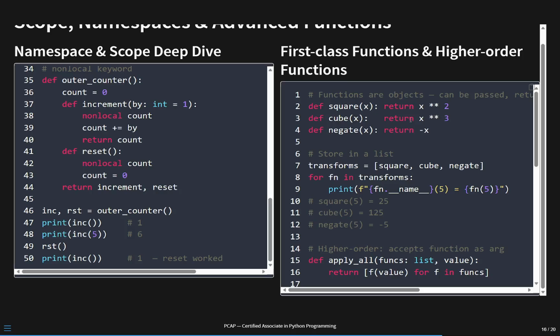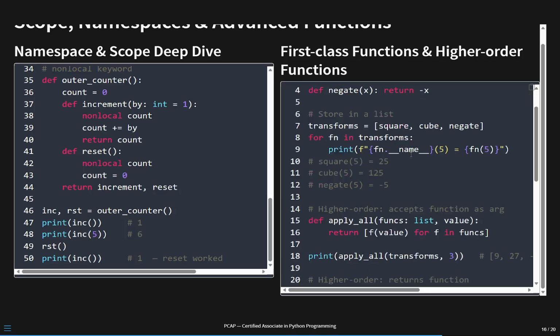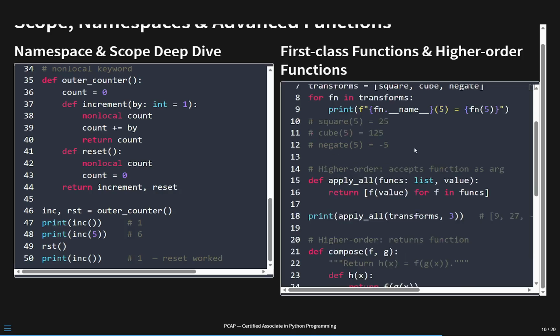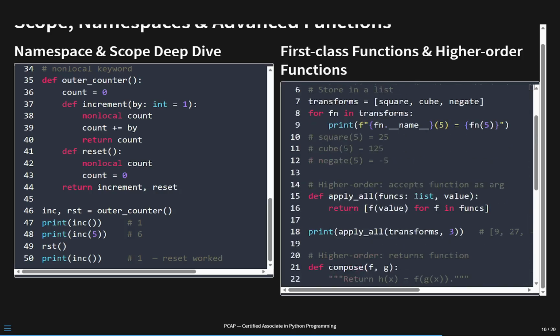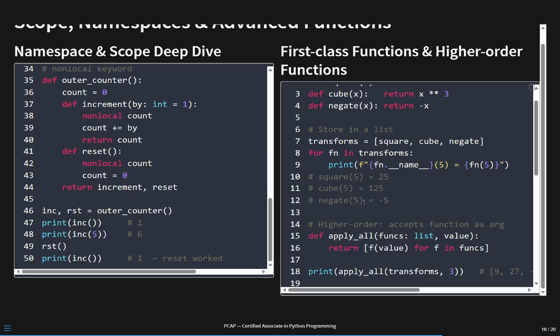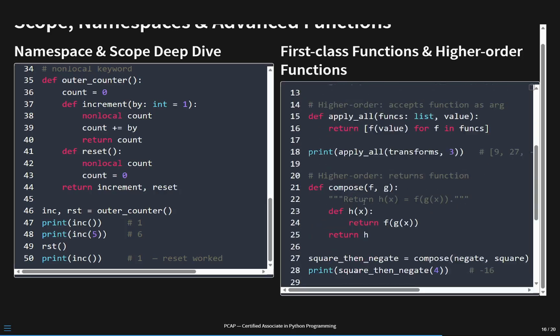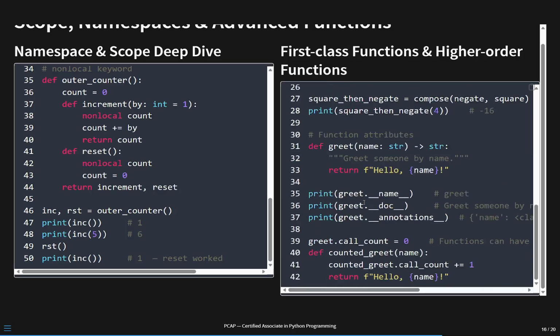Beat: compose(f, g) returns a new function h, where h(x) equals f(g(x)), function composition. square_then_negate equals compose(negate, square). Calling it with 4 first squares to get 16, then negates to get minus 16. Function attributes: __name__ is the function's name as a string.